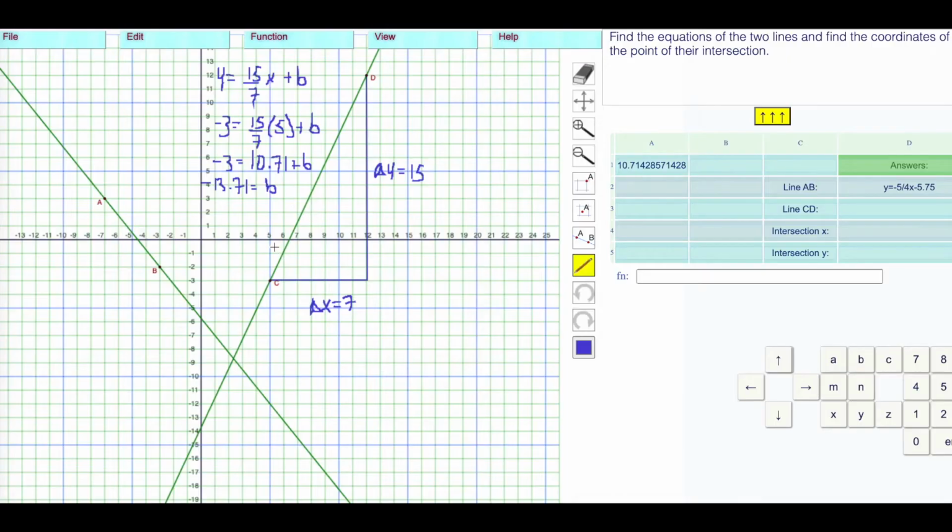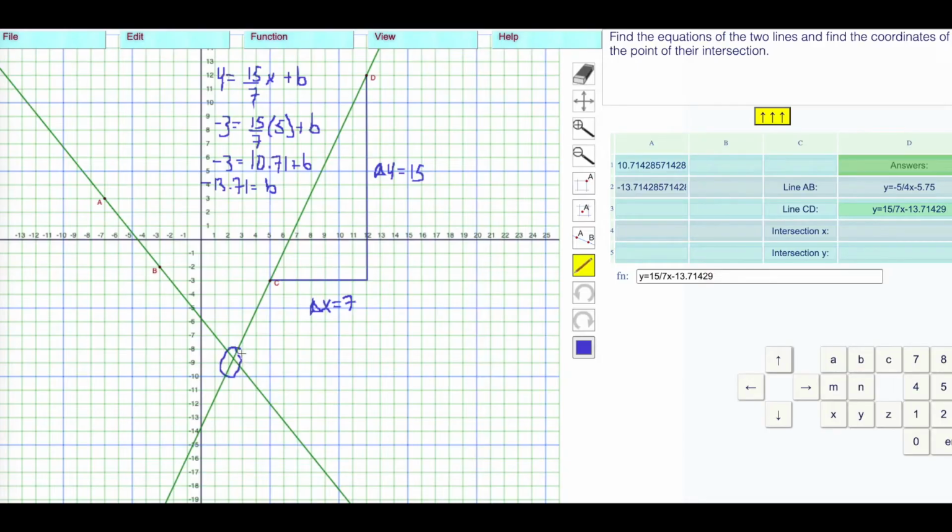Does that make sense? Negative 13.71, yeah, I'm going to write this as my equation. y is equal to 15 over 7x minus 13.714. And this I'm going to round to a 4 or 5 decimal place, 71428. Let's say the 5 tells the 8 to round to a 9. So that's my equation. Then I need to get this point of intersection.